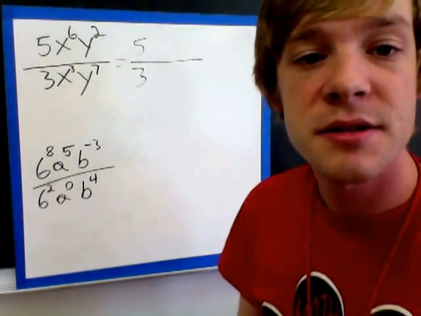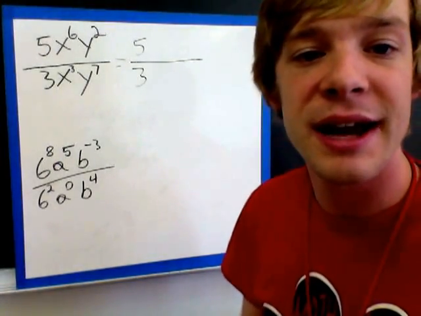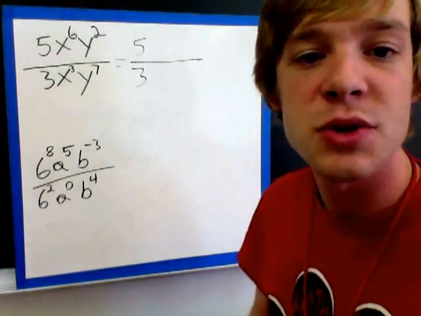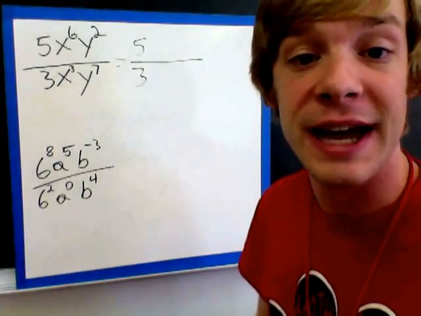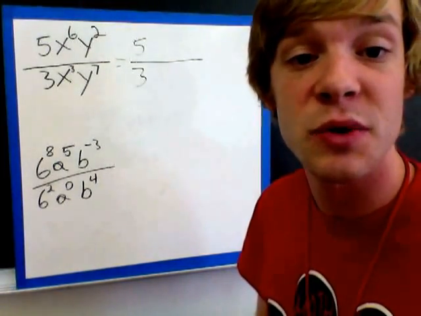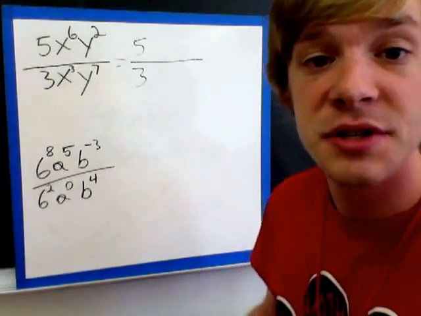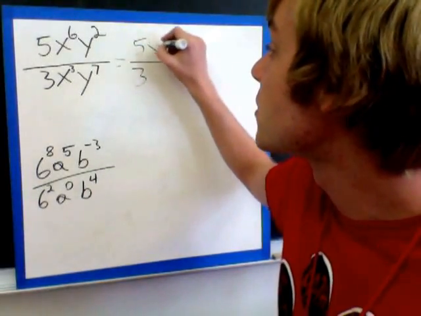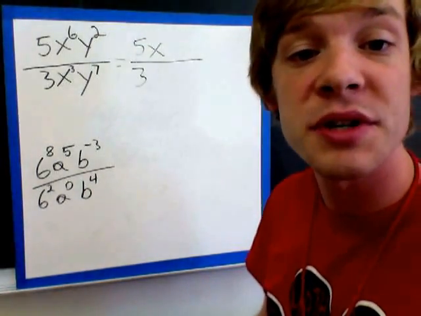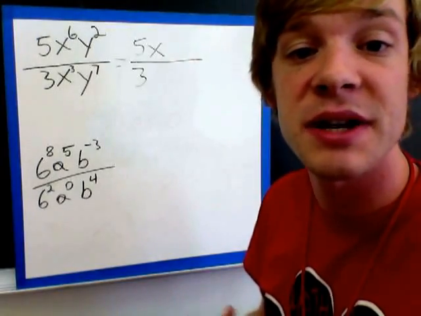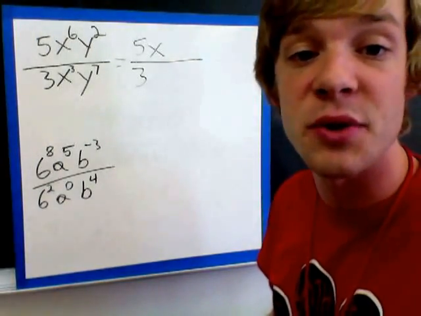Now the x's, I have x to the 6th in the numerator and x to the 3rd in the denominator. So I'm going to put a base of x in my numerator because that's where the power of x is the largest. And then I'm going to subtract 6 minus 3. Well, 6 minus 3 is 3, so my power of x is going to be 3.